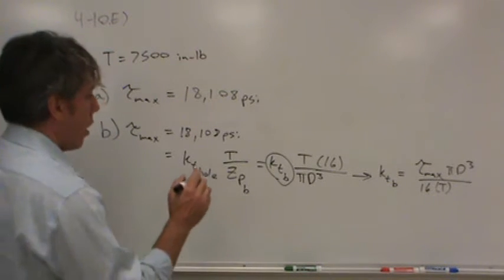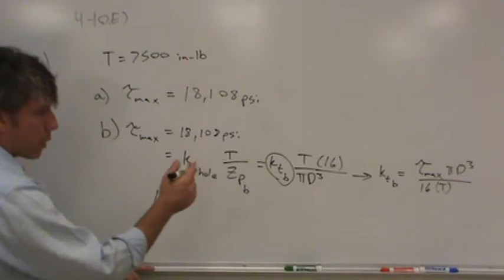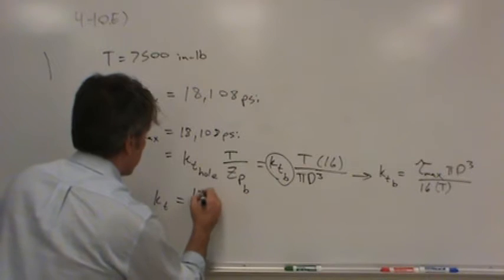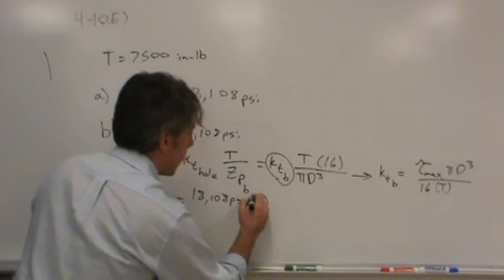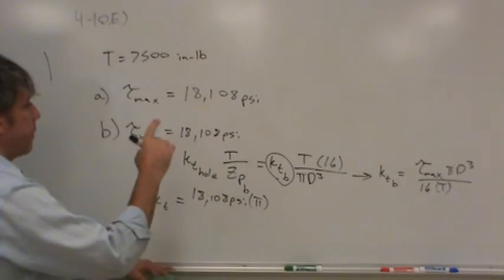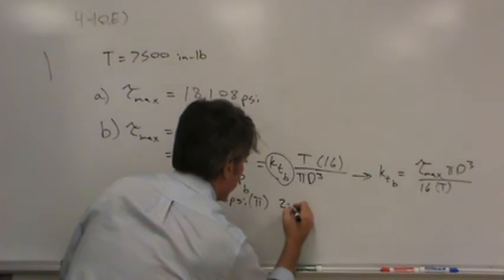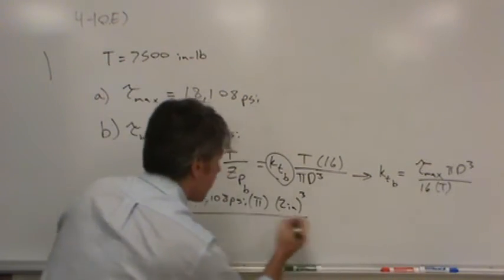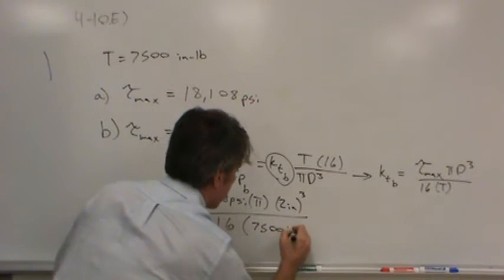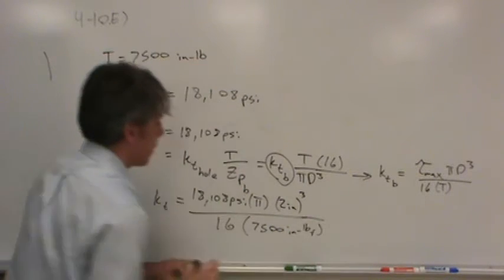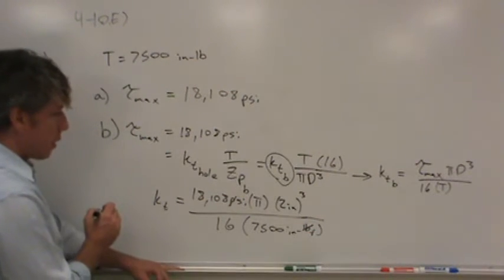Okay, so the stress concentration factor for this part, I'll just drop the B subscript, we know we're talking about something different now, is 18,008 psi multiplied by pi, multiplied by the diameter cubed. But the diameter in this section, it was 2 inches, wasn't it? Yeah, 2 inches. So 2 inches cubed divided by 16 and divided by the torque, which is 7,500 inch pounds.